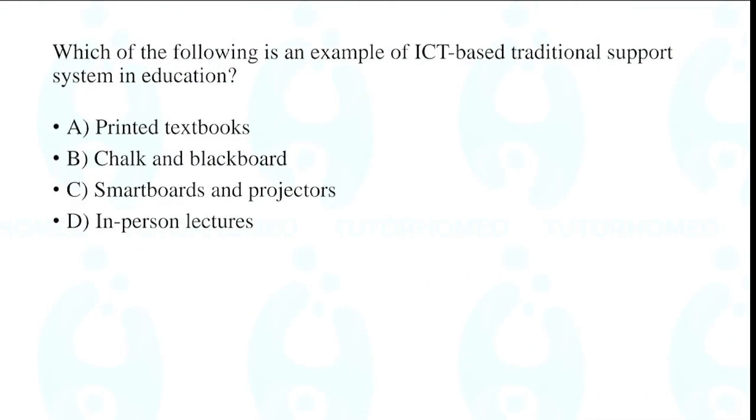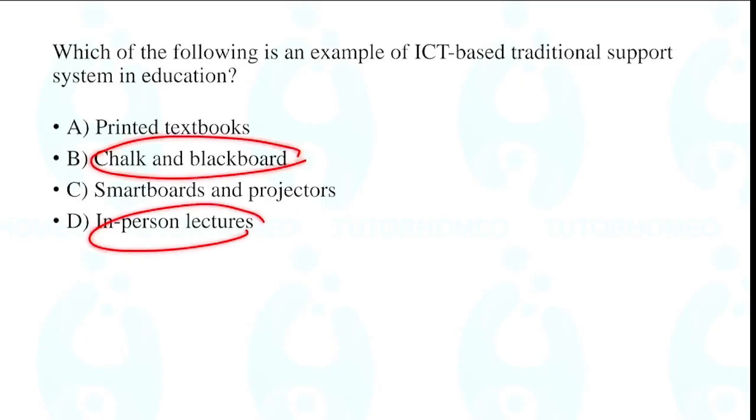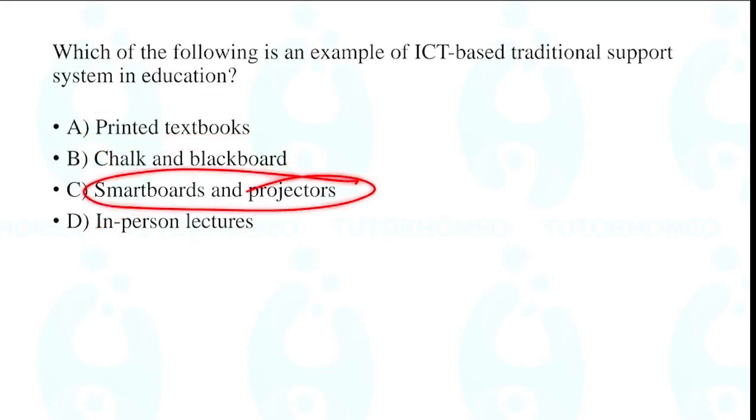Next question: which of the following is an example of an ICT-based traditional support system in education? Printed books or printed textbooks, chalk and board, smart boards and projector, and in-person lectures. Quite a few minutes back I was telling, recently all the classrooms are smart classes, and the in-person lectures, the chalk and the blackboard and the printed textbooks, all those are traditional old ones, right? So here the smart boards and projectors is your answer.